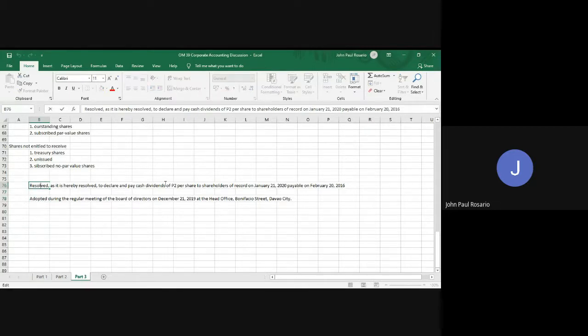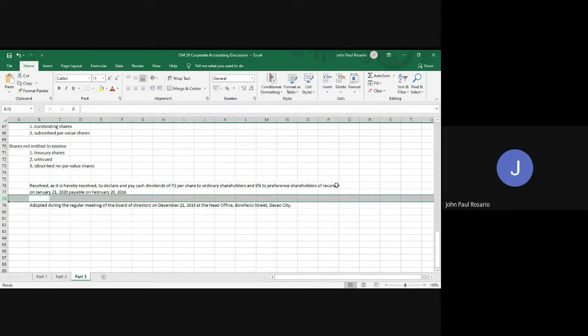shareholders of record: 2 pesos per share to ordinary shareholders, and 8% to preference shareholders. 8% to preference shareholders of record on January 1, okay.